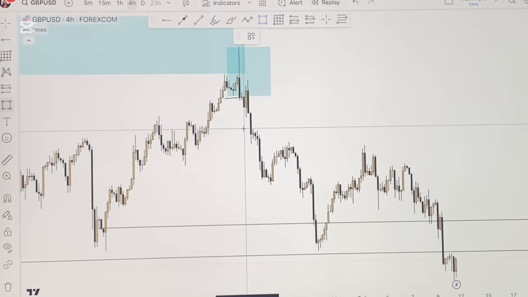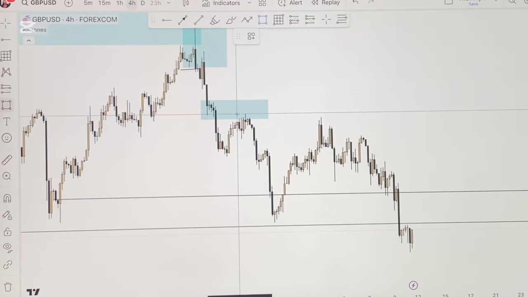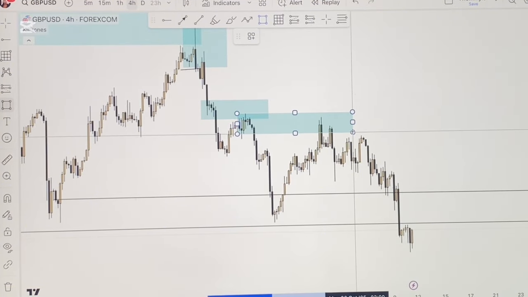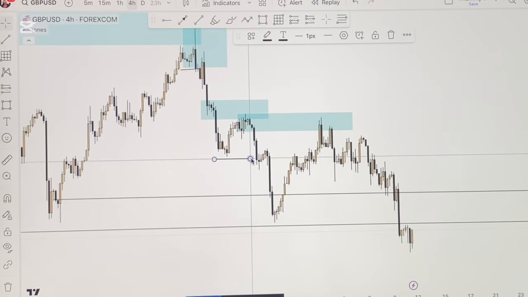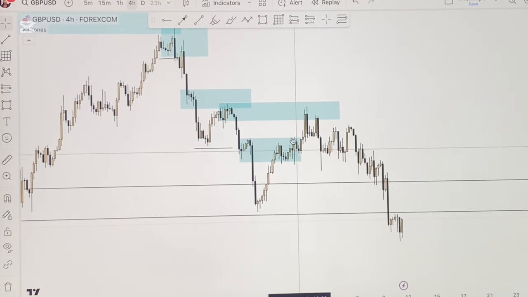Okay, so you can see again at this particular zone we broke this level, price came back into this supply zone. From there again we pushed down again, we broke this level right here, and came down, price came back up here. And at this level, this is another supply level. I did take a sell at this supply level, but I was stopped out of the trade.